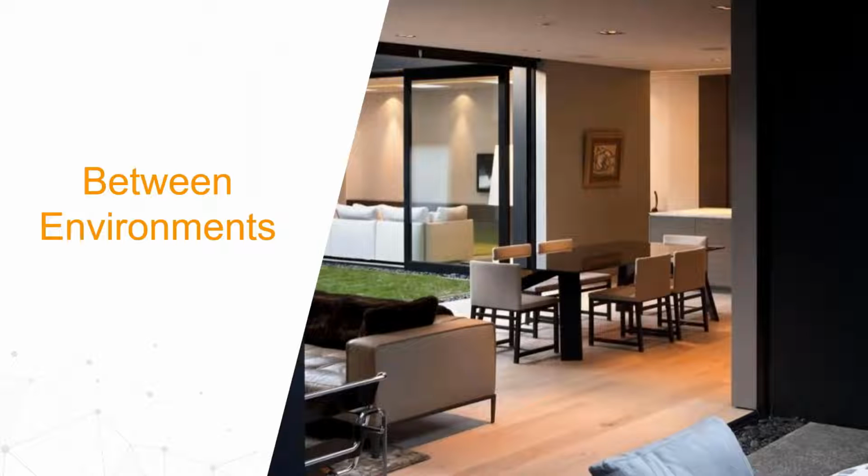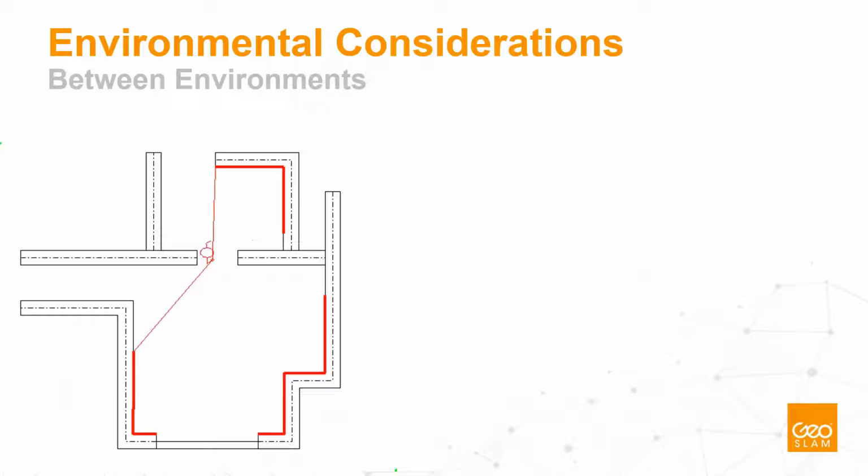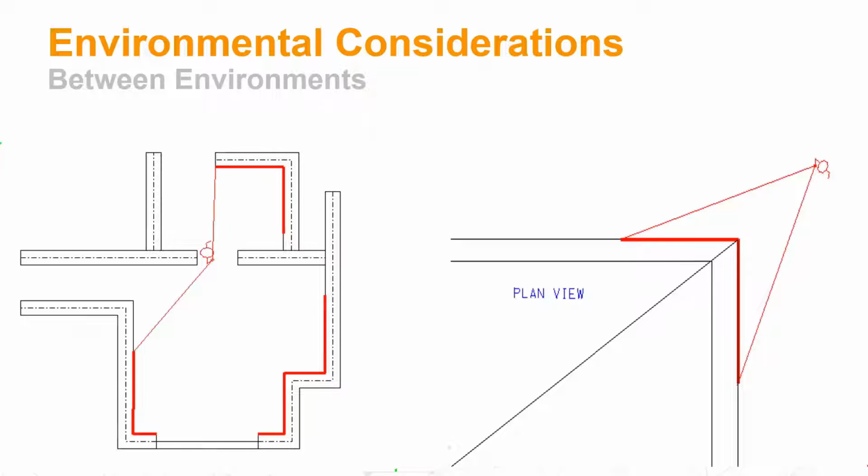Transitioning between environments is something that you come across probably with every single scan. If you're moving from one room to another, you either want to walk sideways or backwards, or just simply pause for a second in the doorway, moving the system slightly left and right, allowing it to see the features in one room as well as another. So you actually have the link between the two rooms.